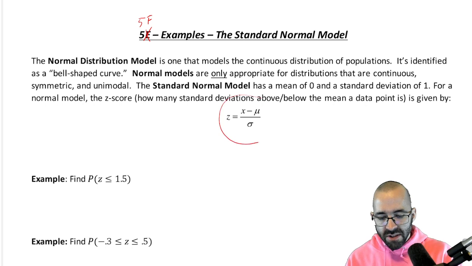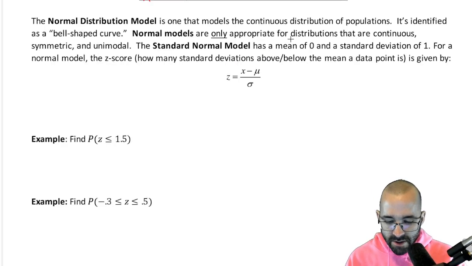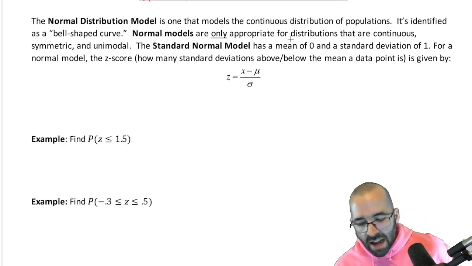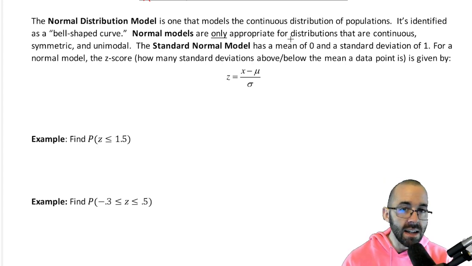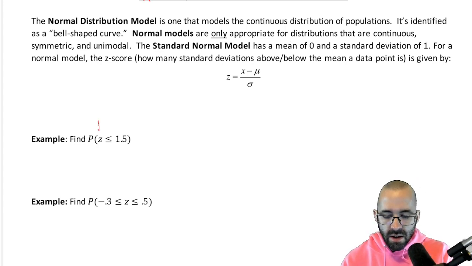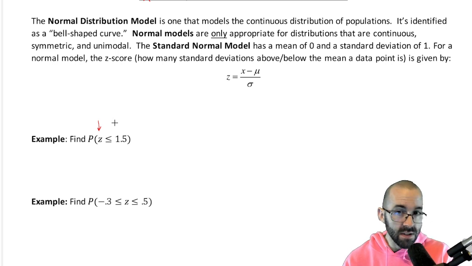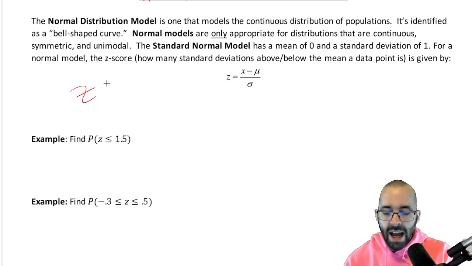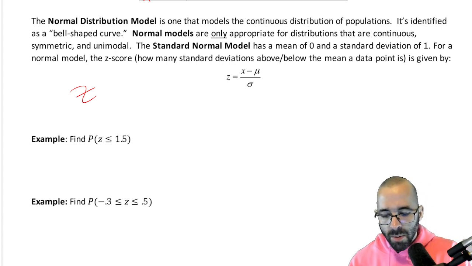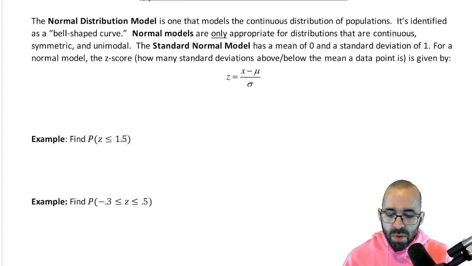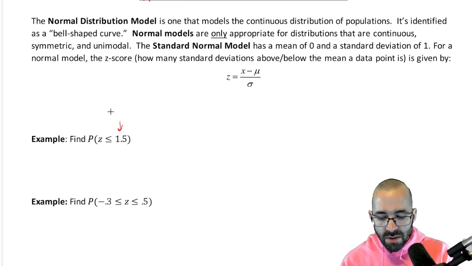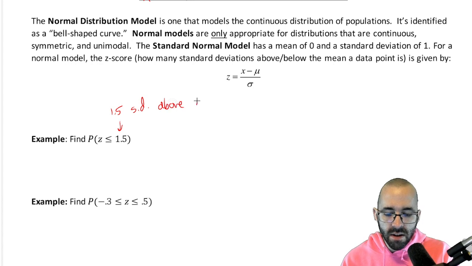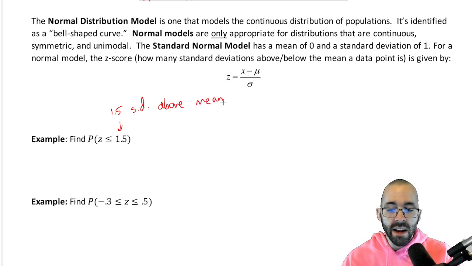So we have this formula. Let's find some probabilities. First example: find the probability that z, and remember, if we want a value, that's lowercase, but that refers to a capital Z, which is always going to be standard normal, is less than 1.5. This means 1.5 standard deviations above the mean. What's the chance that we're less than that?